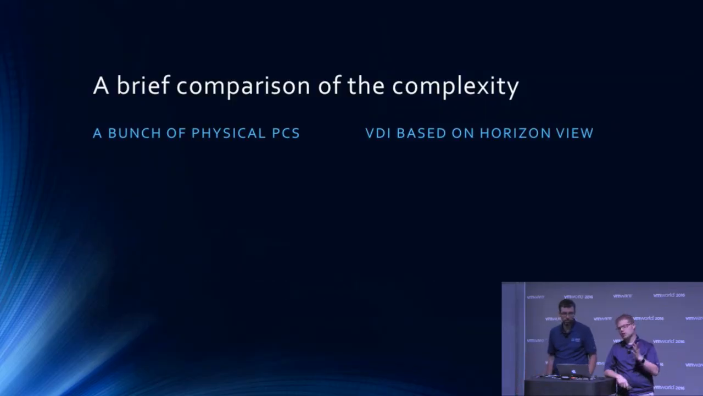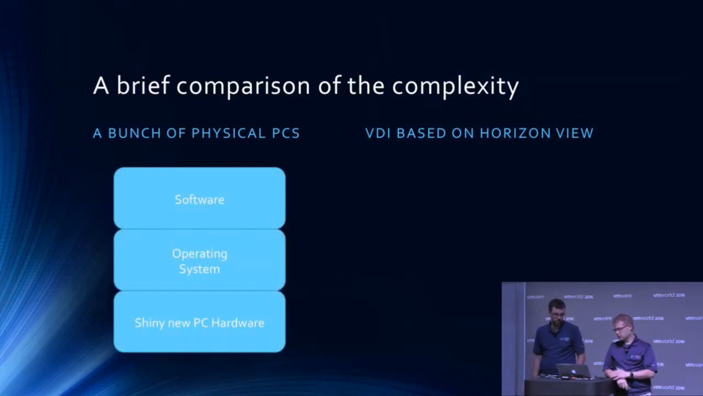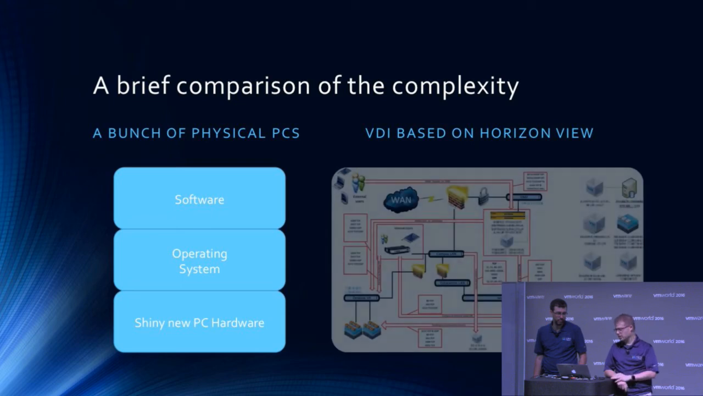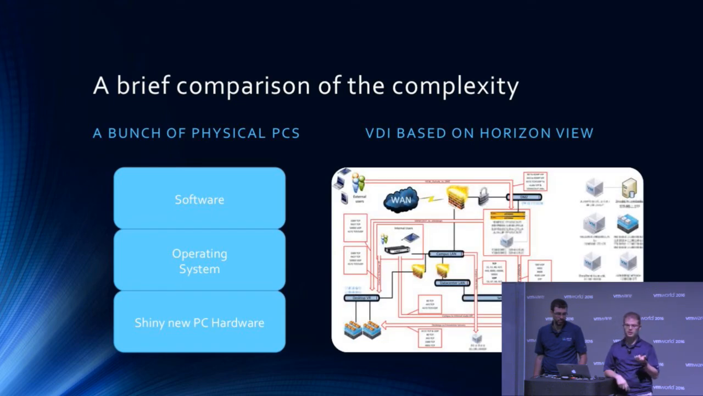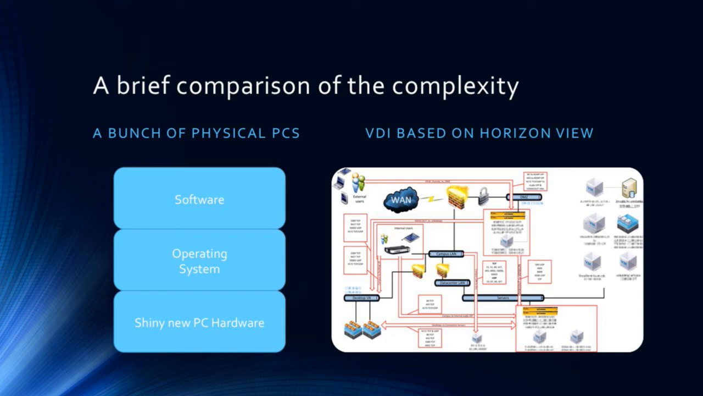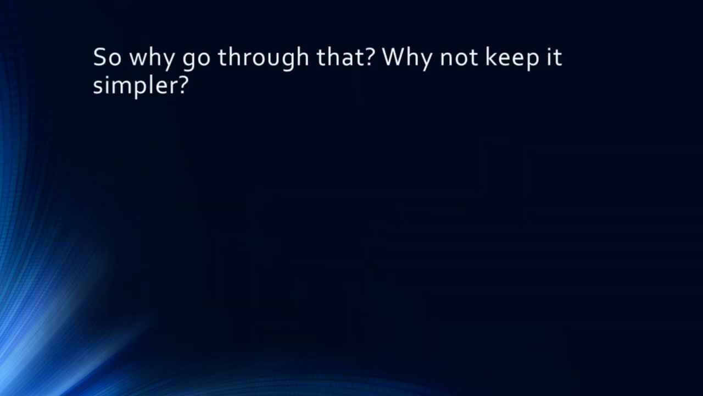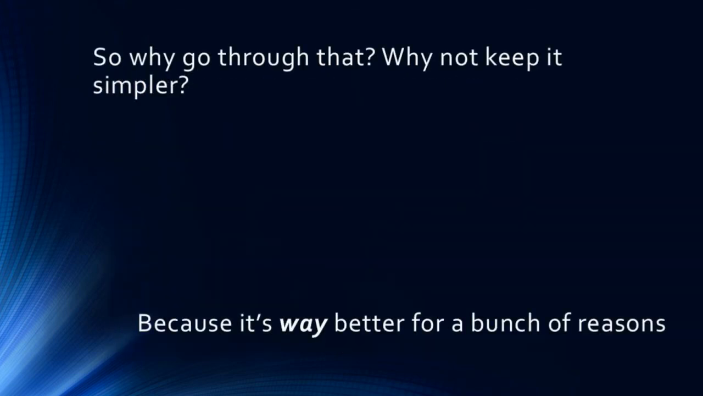So first we'll talk about some use cases, right? So just very briefly, a bunch of physical PCs in a computer lab works as, you've got your hardware, your OS, and your application, really simple. And there's a bit more complexity when you add VDI to the equation. So why would you do that? Why not keep it simple? And the answer is, it's way better for a whole bunch of reasons, and that's what we're going to talk about today.